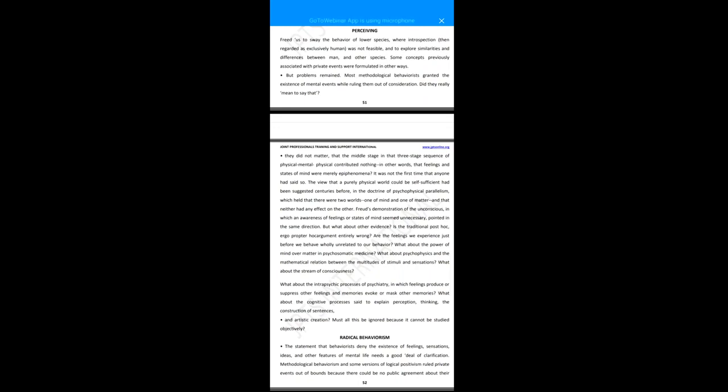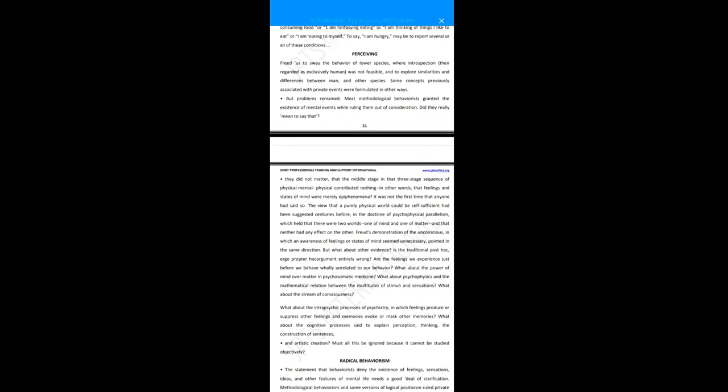Now, all this did not matter. The middle stage in that three-stage sequence of physical, mental, physical contributed nothing. In other words, feelings and states of mind were merely epiphenomena. It was not the first time that anybody had said so. The view that a purely physical world could be self-sufficient had been suggested centuries before in the doctrine of psychophysical parallelism, which held that there were two worlds, one of mind and one of matter, and that neither had any effect on the other.